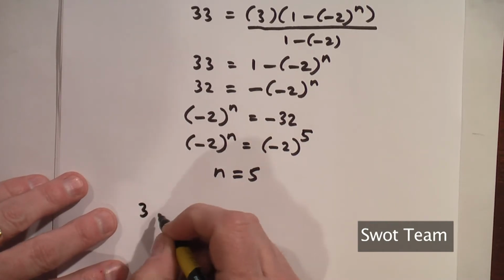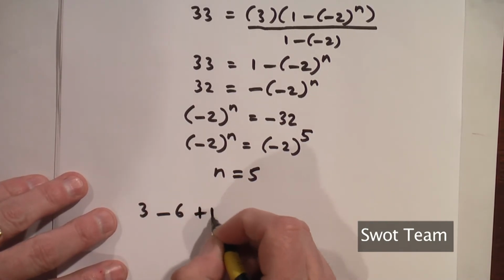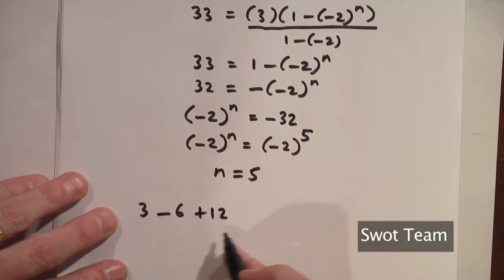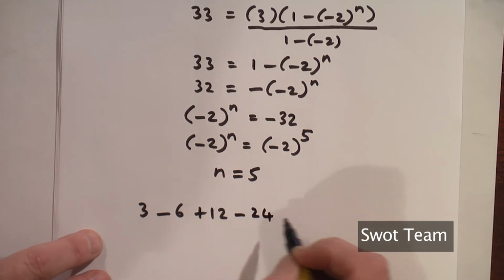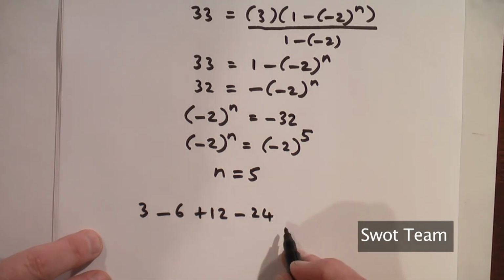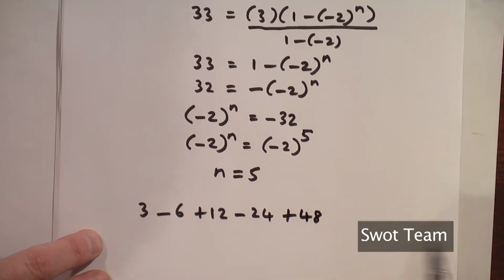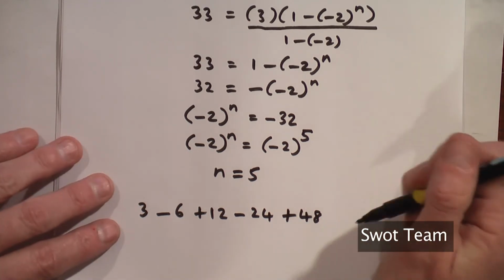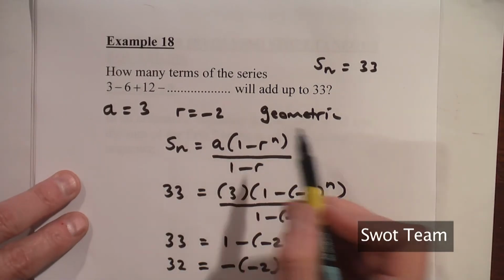Do you believe me? Let's check it. Okay, what have we got? 3 minus 6 plus 12. Okay, what are we doing? We're multiplying by negative 2, so that's negative 24. Negative 24 times negative 2 is positive 48. Check that. 3 minus 6, negative 3, plus 12, minus 24, plus 48 will give you then your 33. Okay, so be careful with this. Watch out for that. These are classical exam questions that quite possibly could be asked.